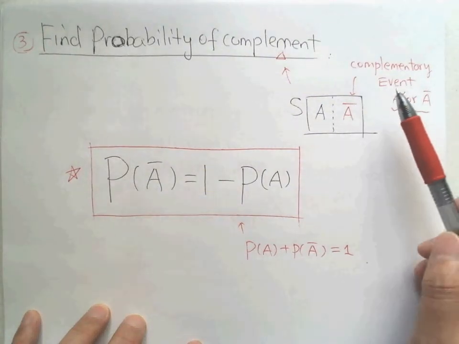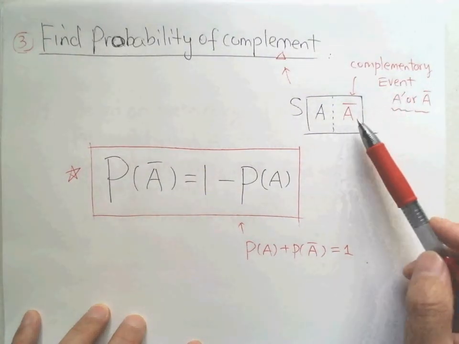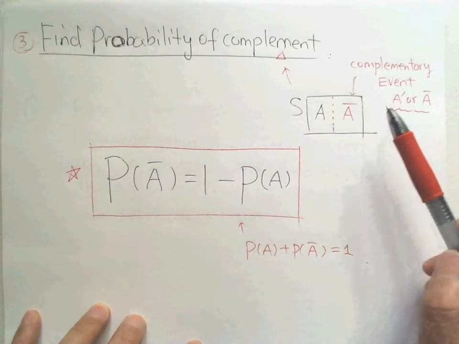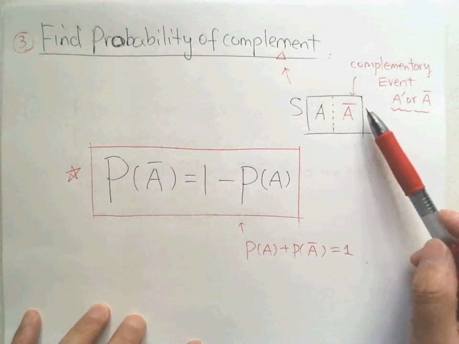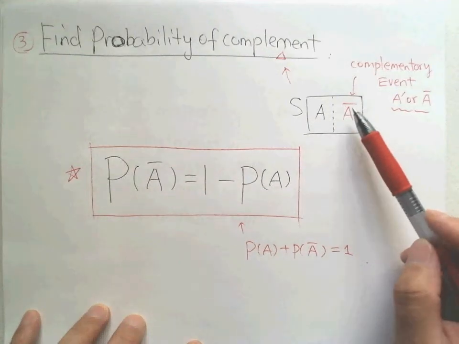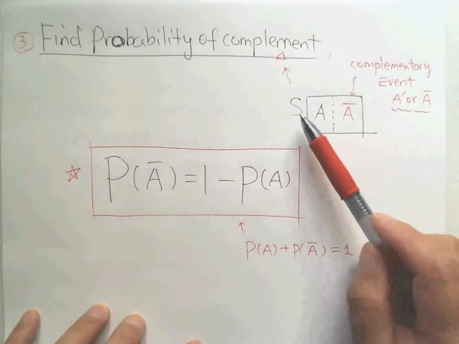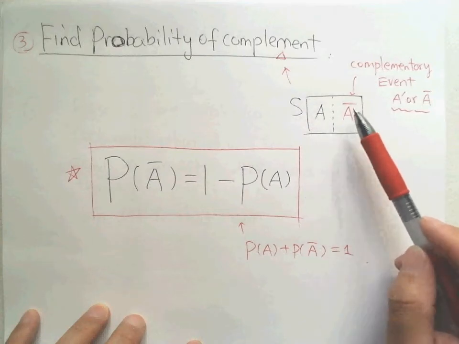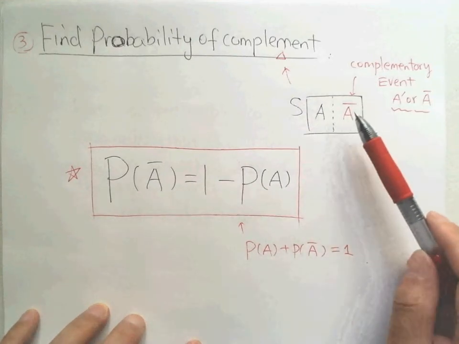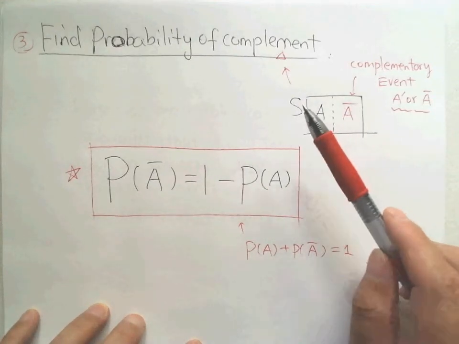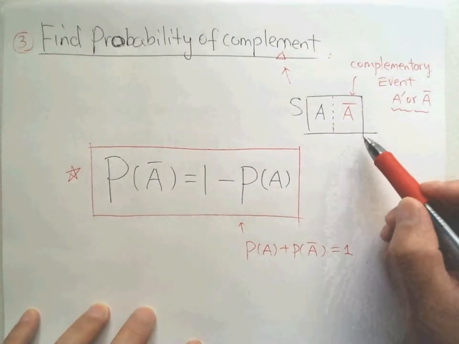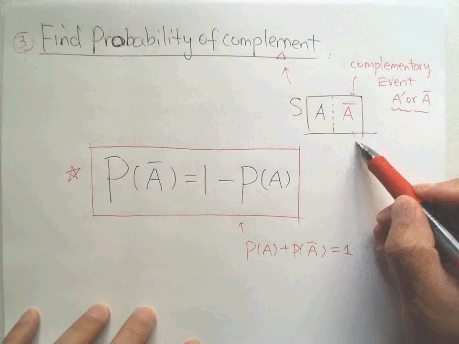What does it mean? Sometimes for the complement we use prime, A prime, in some books. Here we use a bar. What does it mean? A and A bar together form the sample space, and A and A bar do not overlap. No overlap, and put together is the total sample space. It means the opposite.